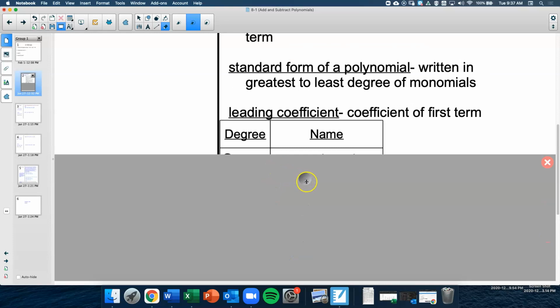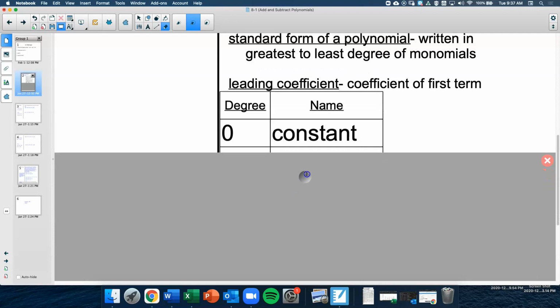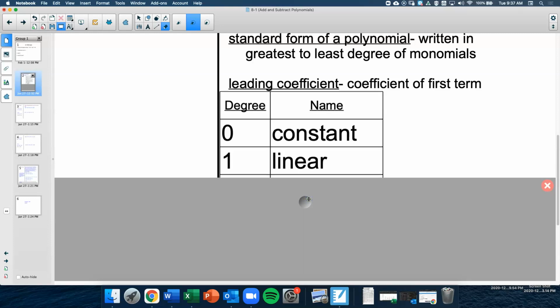Our leading coefficient is the coefficient of the first term. Obviously, when it's in the first term, that means it's the one with the highest degree as well. So a 0 degree is called a constant. So it would just be like 7. And the linear would be something like 3x. Let's get my pen back, not the eraser. Okay, so again, like I said on this one, a constant would just be like 7. A linear would be 7x because it has a degree of 1.